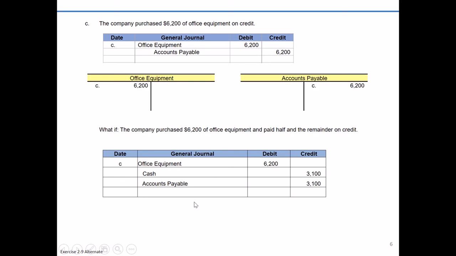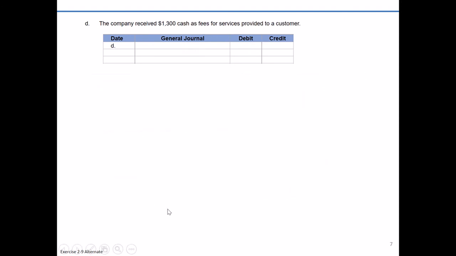This is what we call a compound entry. Up to this point, we've only had one debit and one credit. We've been recording very simple entries. But again, we can have more than one debit and more than one credit, and that's just called a compound entry. When you have more than one debit or more than one credit or more than one of each of these. Let's go ahead and move on to our next transaction.